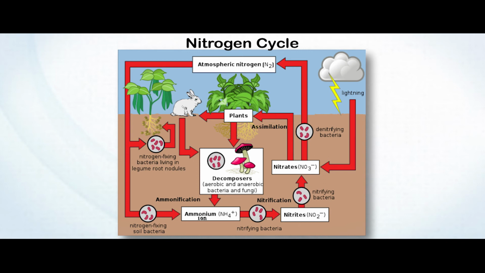This is the nitrogen cycle. Look at the illustration. Here you can see that all the processes that we discussed about the nitrogen cycle are clearly illustrated in the diagram here. Let us now look at the phosphorus cycle.